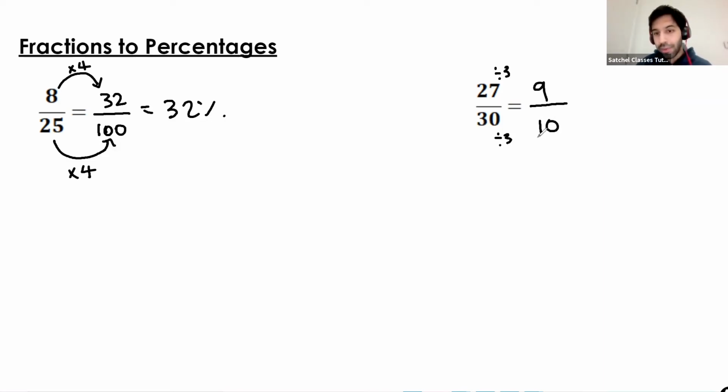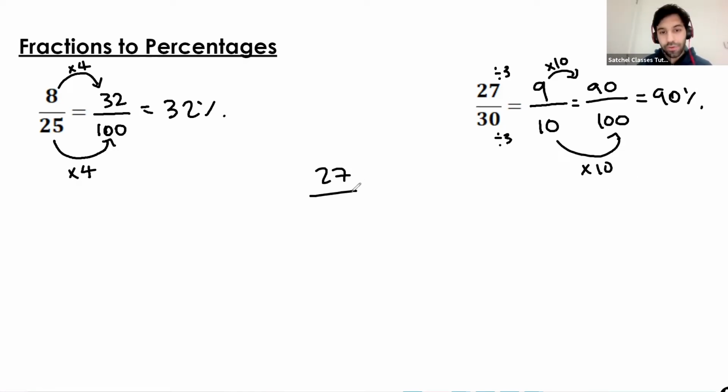Now I have a denominator that is a factor of 100. 10 goes into 100. So what I need to do is multiply 10 by 10 to get to 100. So I would have to do the same to the 9. 9 times 10 is 90 over 100. So 90 over 100 is the same as 90%. So 27 over 30 is equal to 90%.